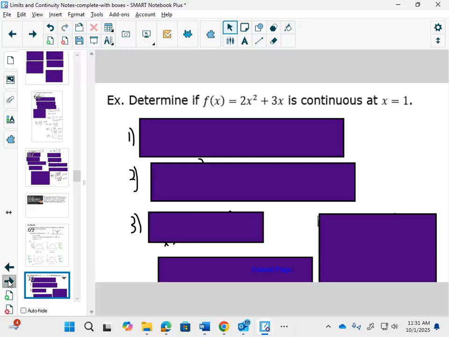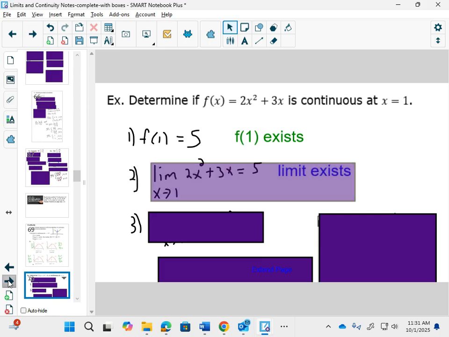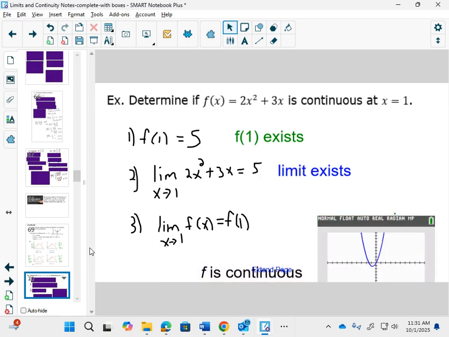So step 1. Can you plug in 1? Yes, it's equal to 5. Does the limit exist? Yes, because it's a plug-in one. You can just plug it in. And then we have to make a statement that, yes, the limit equals the value. Therefore, it is continuous. And of course, you can draw a parabola without lifting your pen.